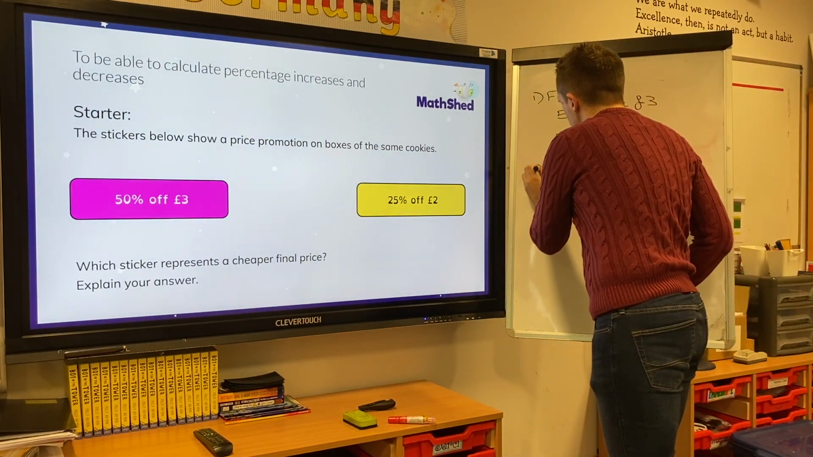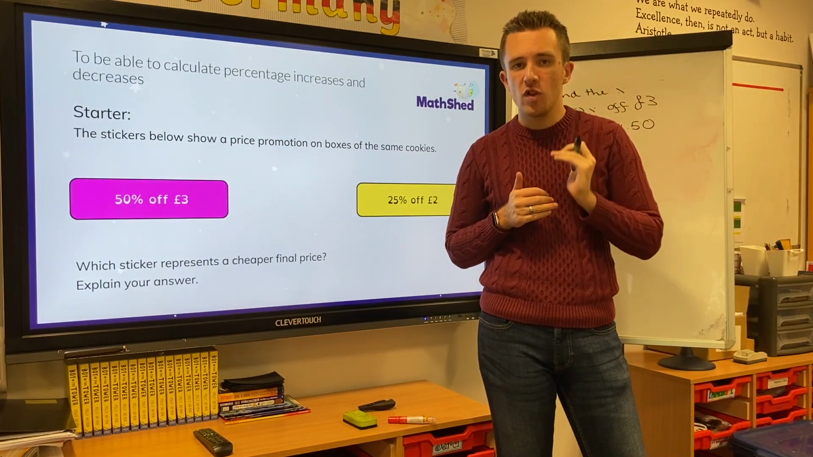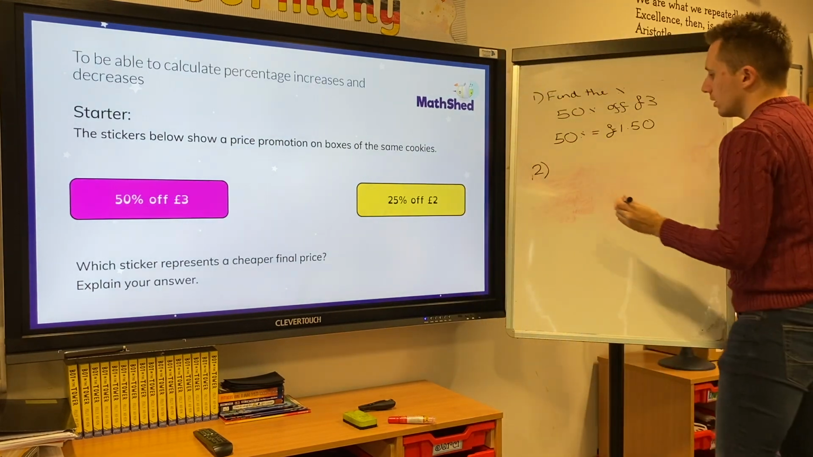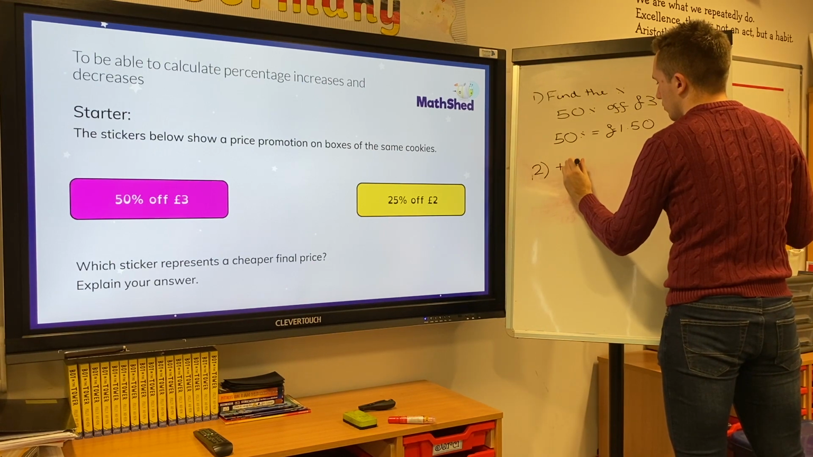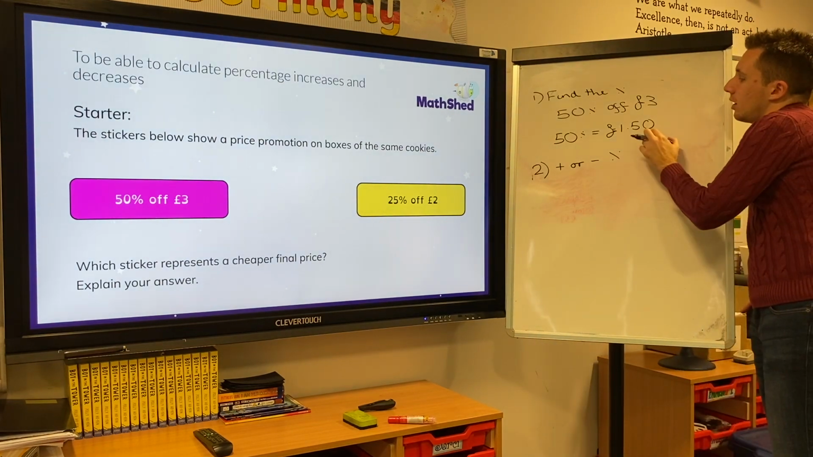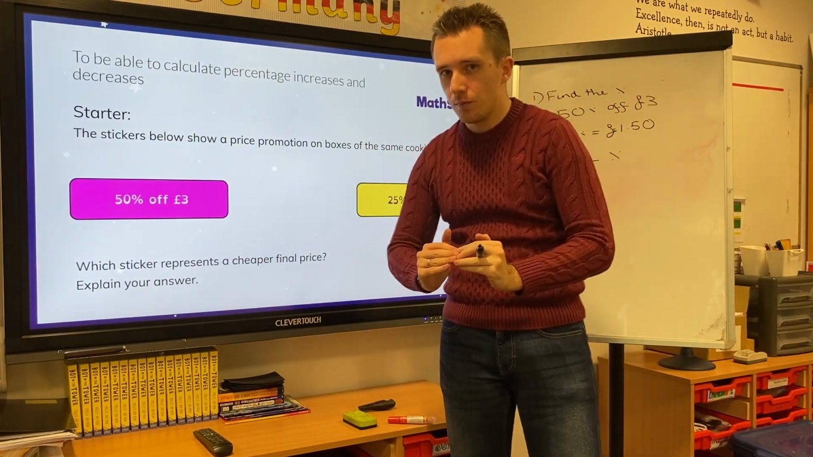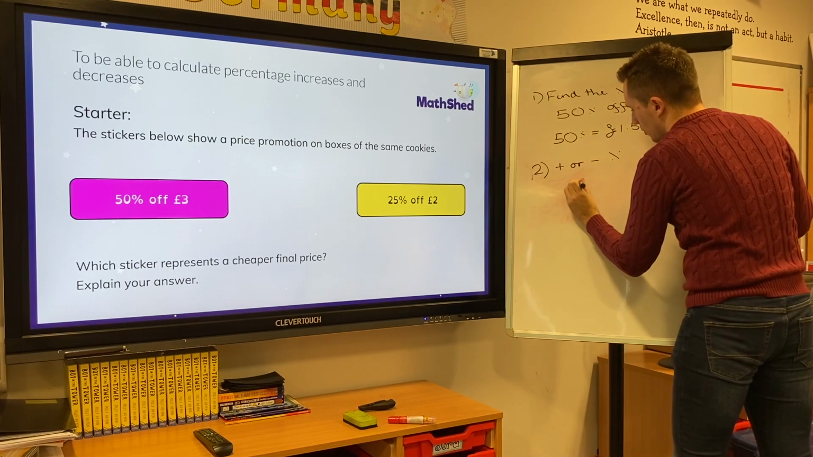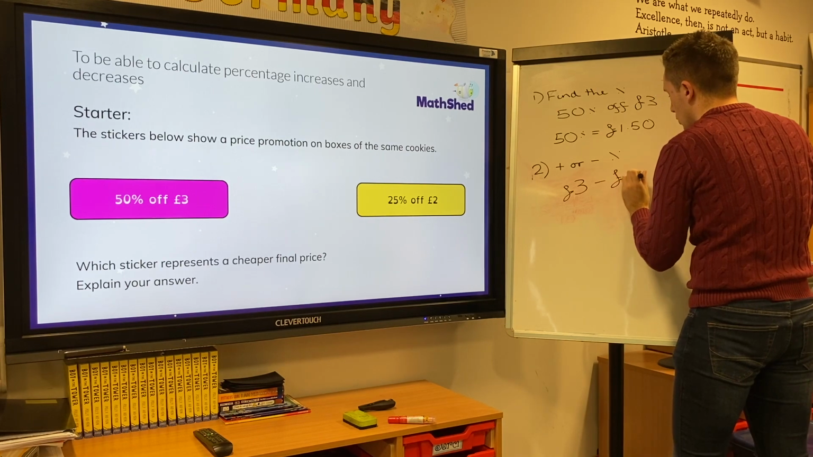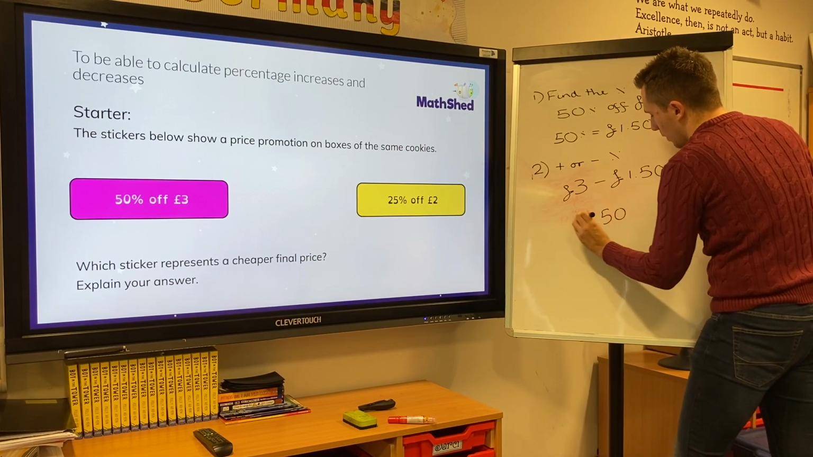Now step 2 is we either add it to the original or take it away, depending on whether it's an increase or a decrease. Add or subtract the percentage. It's 50% off £3, so it's going down. Therefore, we do £3, take away £1.50, which would be £1.50.